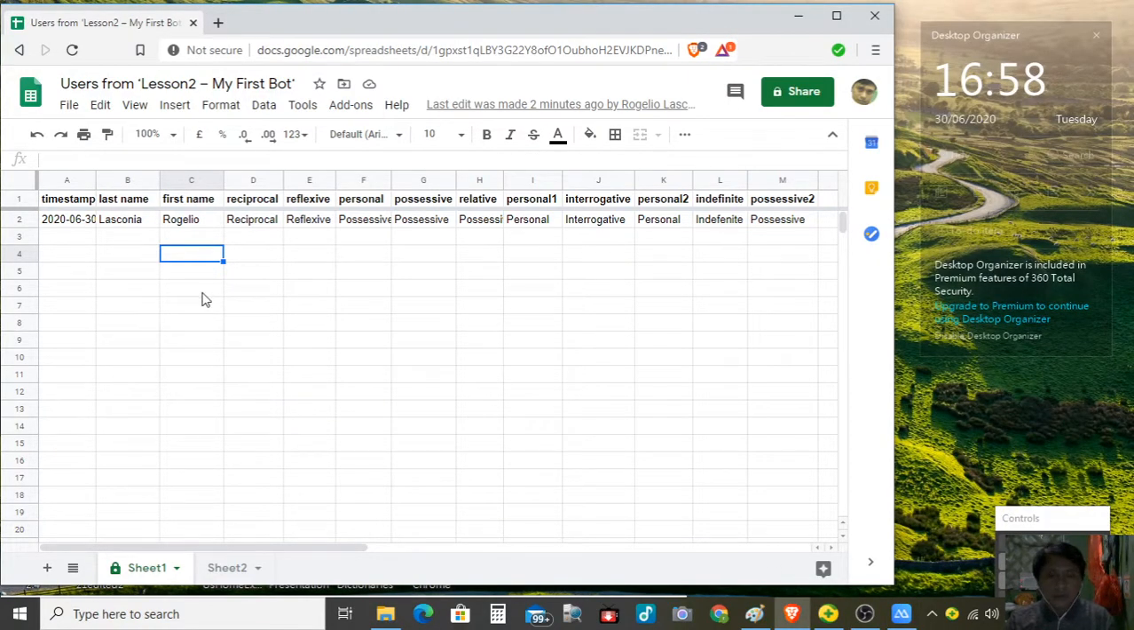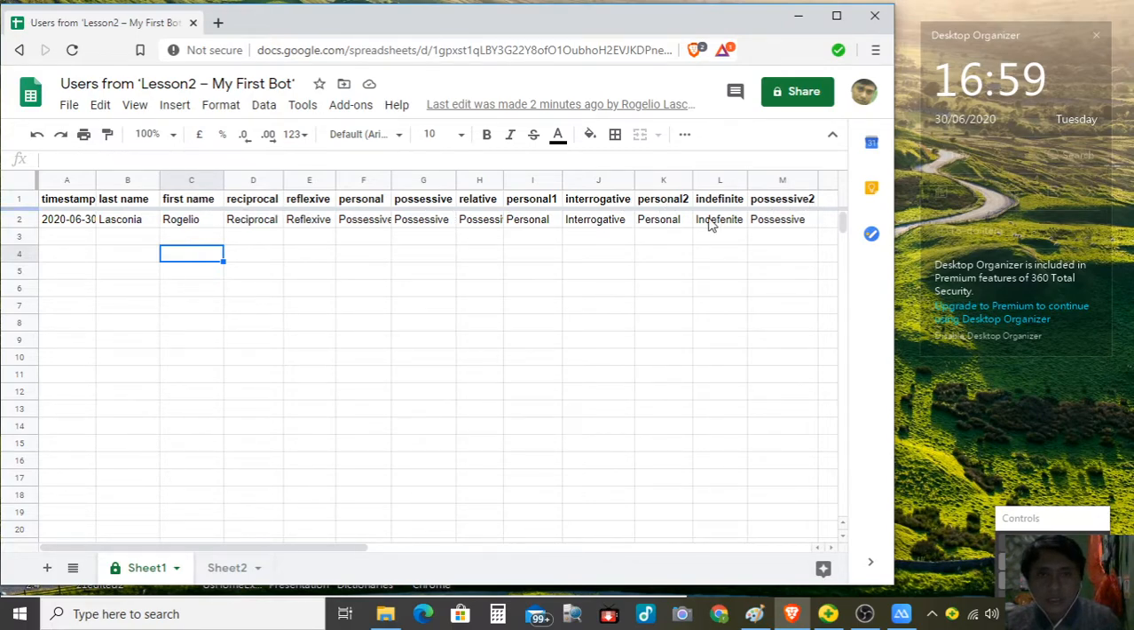what we have there in the sheet 1 is the timestamp, the last name, the first name. Then these are the choices. The quiz is about kinds of pronouns. So in our attribute, let us define that one: reciprocal, reflexive, personal, possessive, relative, personal, interrogative, personal 2, indefinite, and possessive.